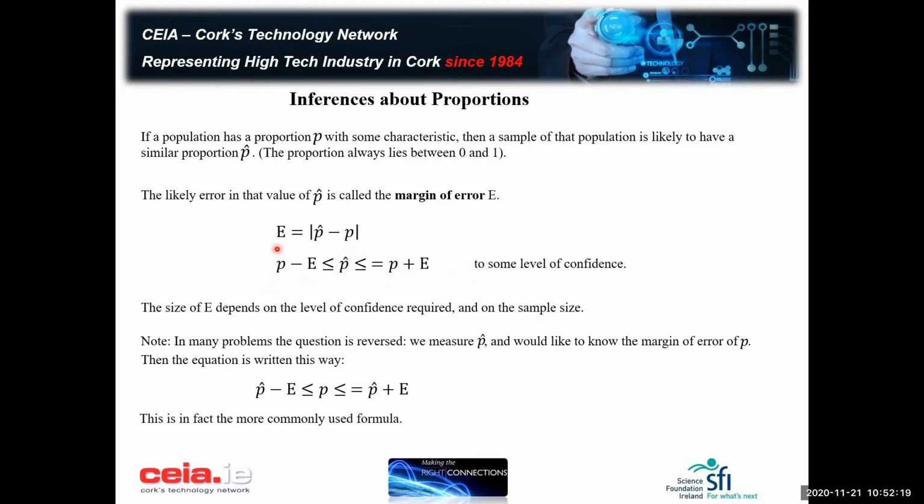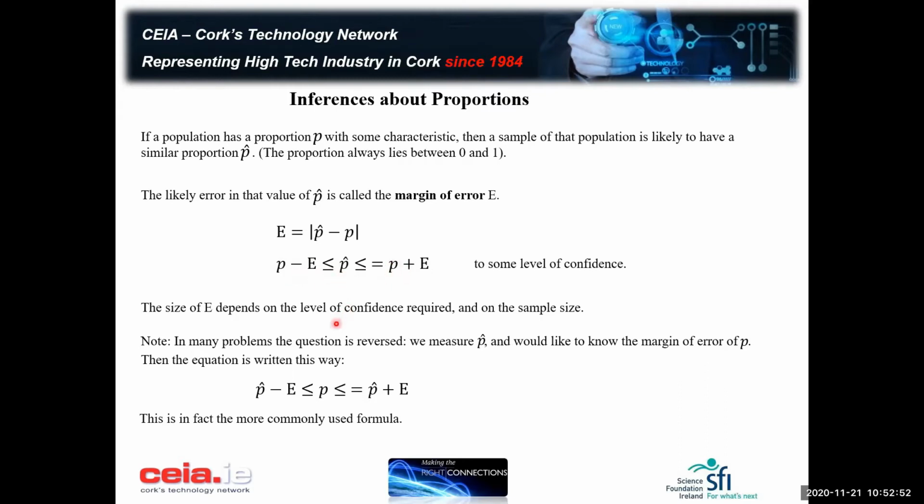Now, how big this E is depends on what confidence level you want to have, and we'll talk more about that later. It also depends on the sample size. Now, in a lot of practical problems, though, this shows you what error will arise from the sampling process, and shows that your sample's p hat lies in a certain range around the real p.